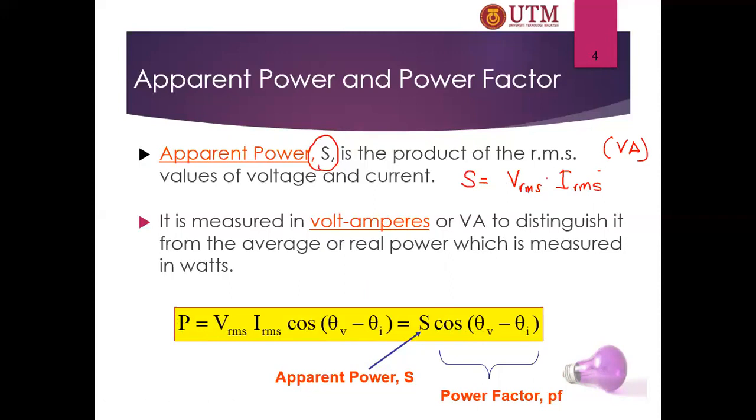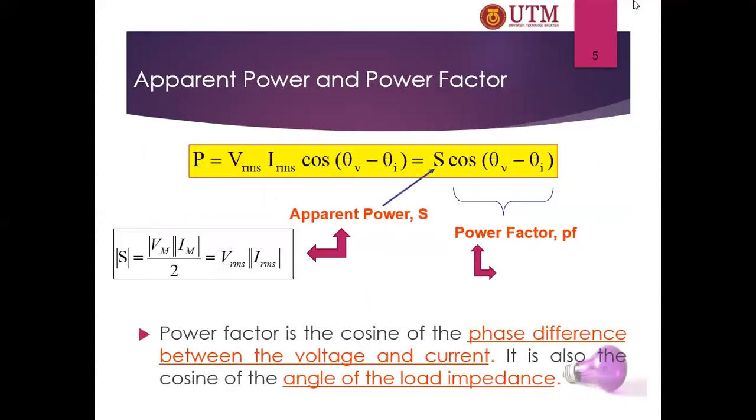And here we would like to introduce what we call the power factor. The power factor here is cos(theta V minus theta I). So what is the power factor? The power factor is the cosine of the phase difference between the voltage and the current. It is also the cosine of the angle of the load impedance. Meaning that if the load impedance angle is theta, the cosine of this theta is also referred to as the power factor.